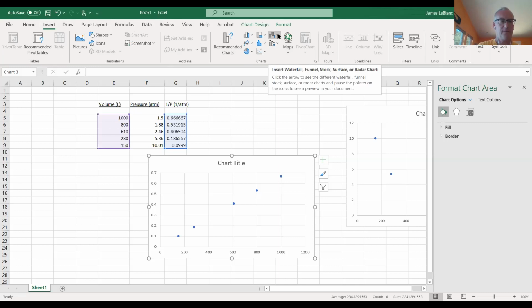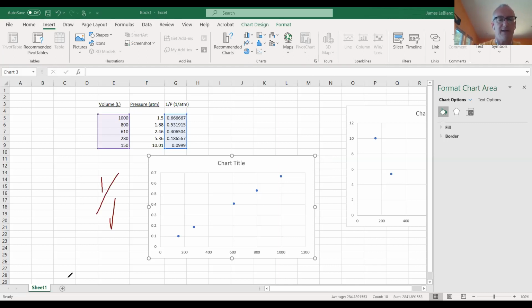So y is equal to 1 over p, x is equal to v, and so y is equal to the slope of the line times the volume, and then plus b will be where the line hits the y-axis, which should be pretty close to 0. And I could show you that if this damn computer program wasn't the most evil thing in the history of the world.